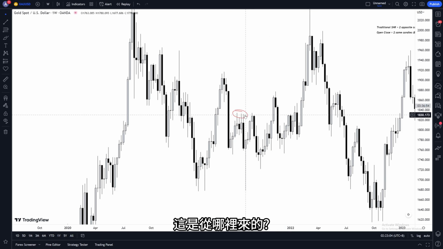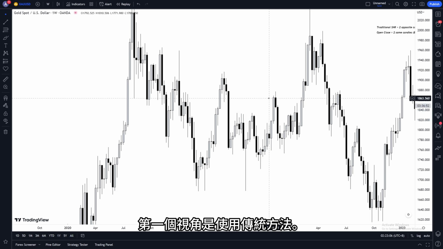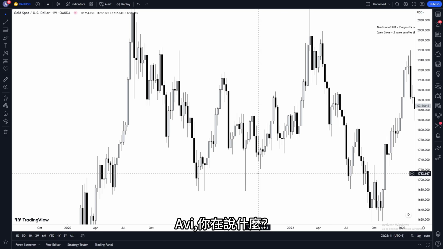All right, look. Where did this come from? 2 perspectives. First perspective is using the traditional way. This came from a left shoulder. Avi, what are you talking about? How could it possibly come from a left shoulder? That makes no sense.